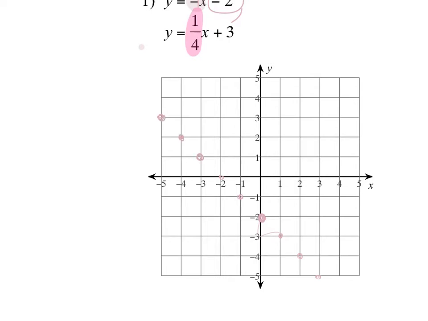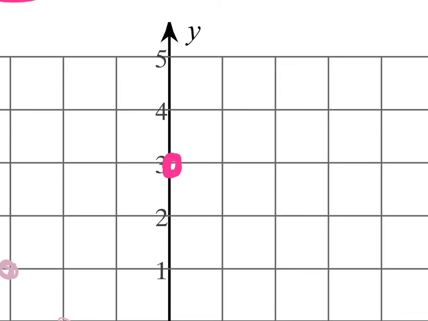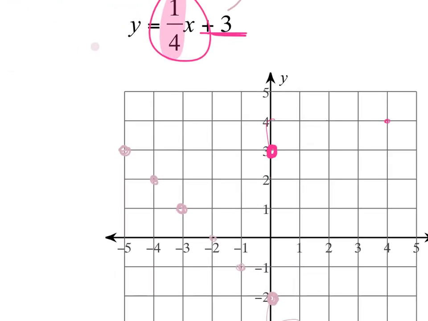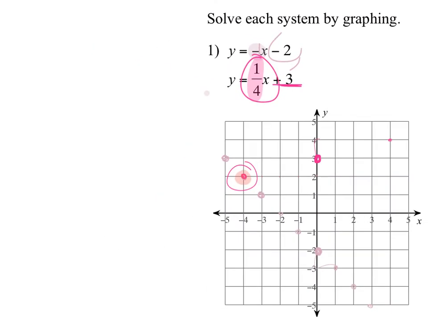And then I'm going to go ahead and graph the other line, which has an initial value of +3. This one has a positive slope of 1/4, so I need to go up 1, but forward 4. And then I also need to go down 1, back 4. And you can see right there is where those lines intersect. So this particular graph, the solution would be -4, 2, because that's where those two lines cross.